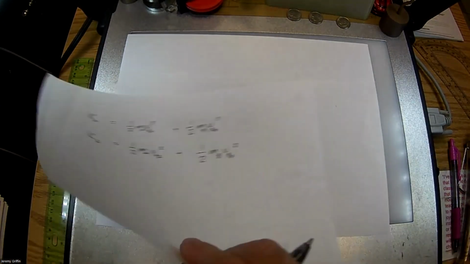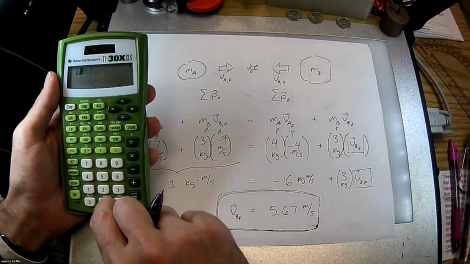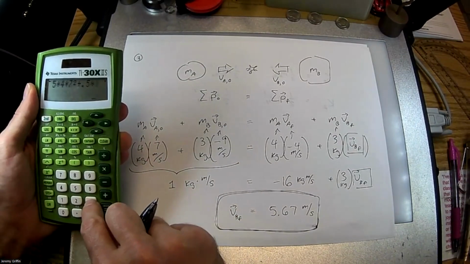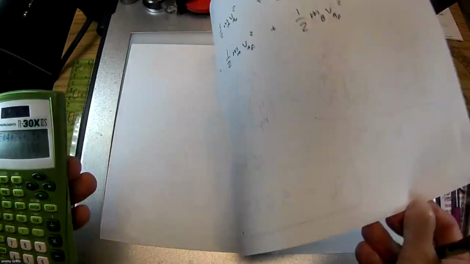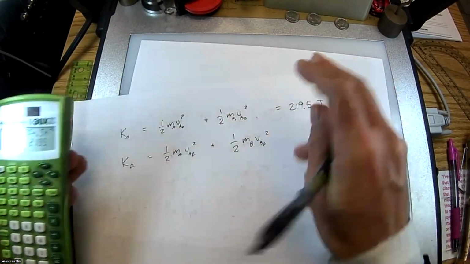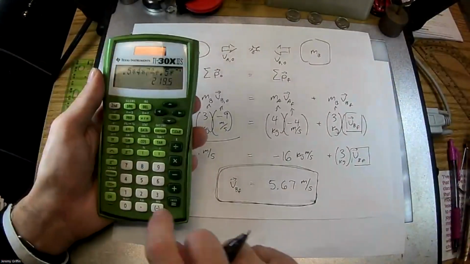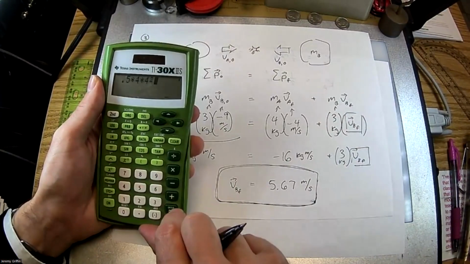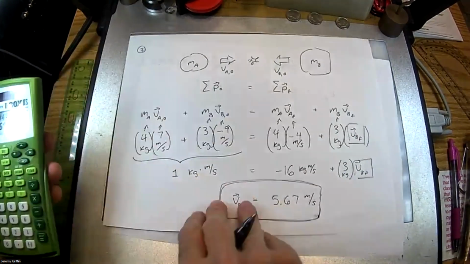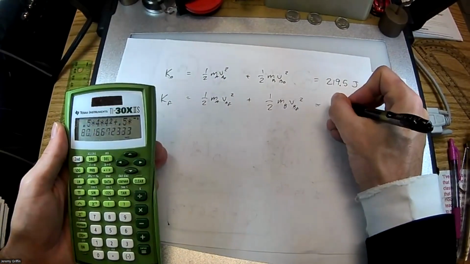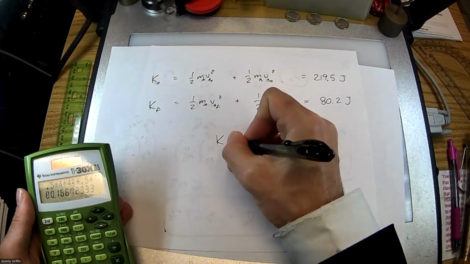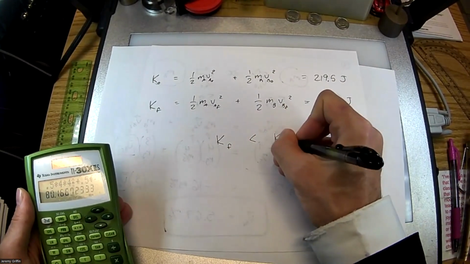Let me just beat the clock here. I'm going to just plug the numbers in. So 1/2 times that mass times that speed squared plus 1/2 times the other mass times the other speed squared. Looking at it, I got 219.5 joules to start with. What about after the collision? After the collision, 1/2 times m times v squared plus 1/2 times m times this v squared. I'm getting like 80.2 joules. Yeah, the kinetic energy definitely went down. Kinetic energy post-collision is smaller than kinetic energy pre-collision.